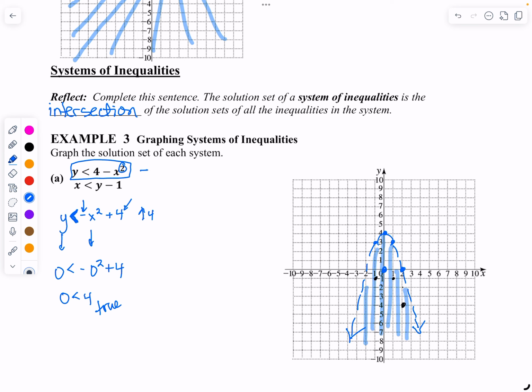Okay. And now let's graph this next one. The next one, that looks like a line.